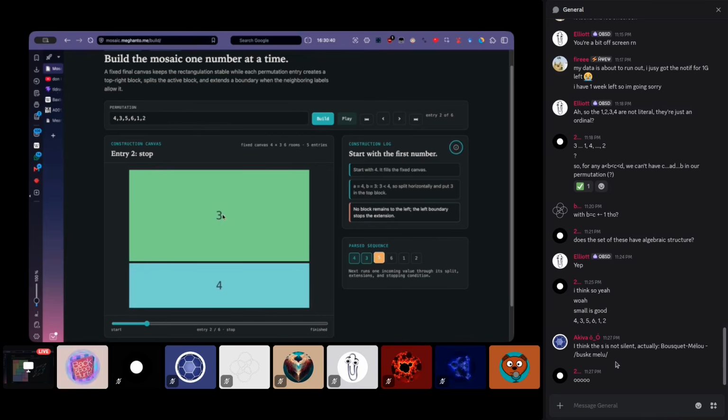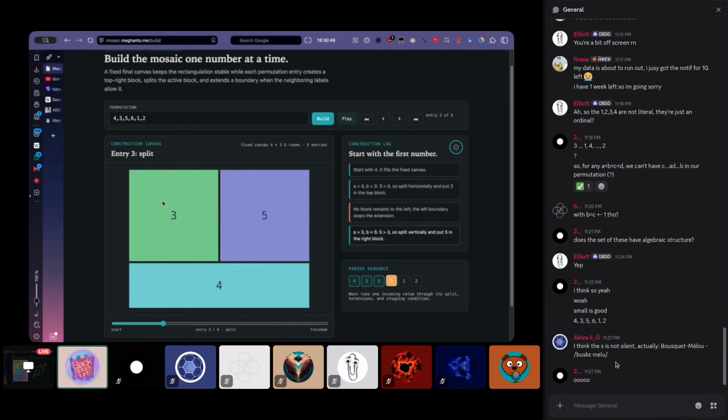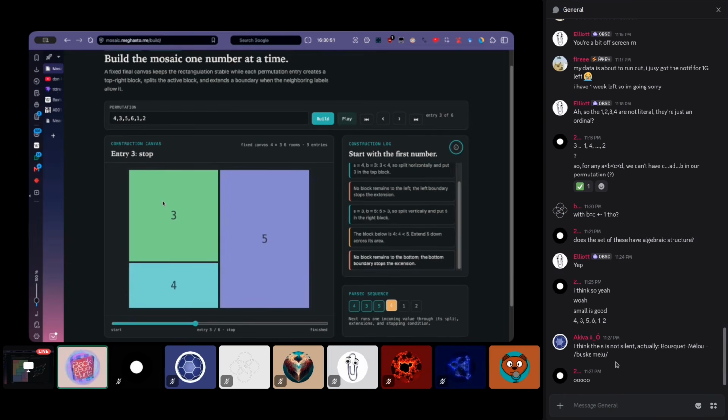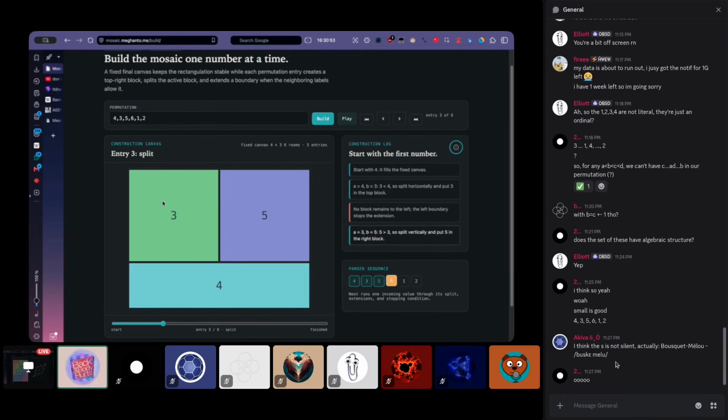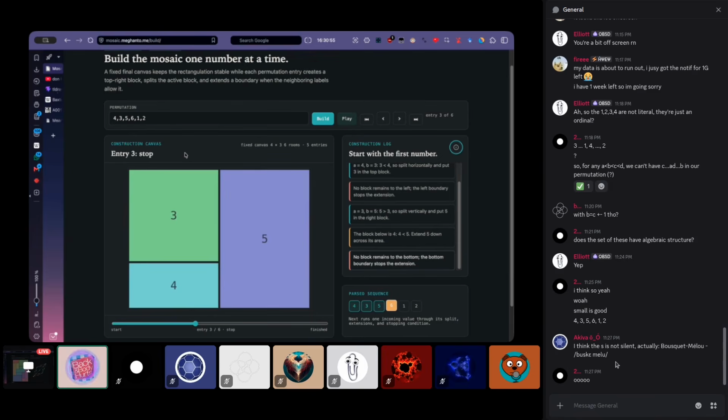If 5 is bigger than 3, we're going to slice 3 vertically. And notice what just happened. Because 5 was bigger than 4, it extended, and 4 had to make way for 5. Everybody with me so far?